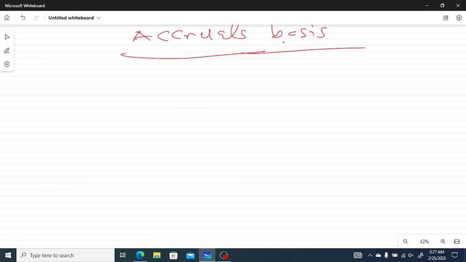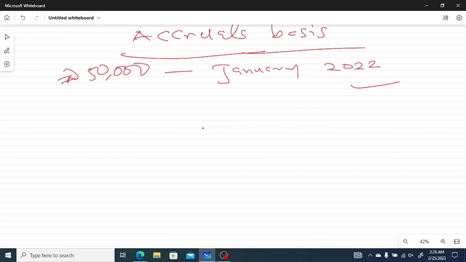you now make sales of 50,000 in January 2022. So this sales now meets all the requirements of revenue according to IFRS 15. You are now expected to recognize this revenue in January 2022. But for this your sales, you have not received this 50,000 naira in January. You only receive it in February 2022.